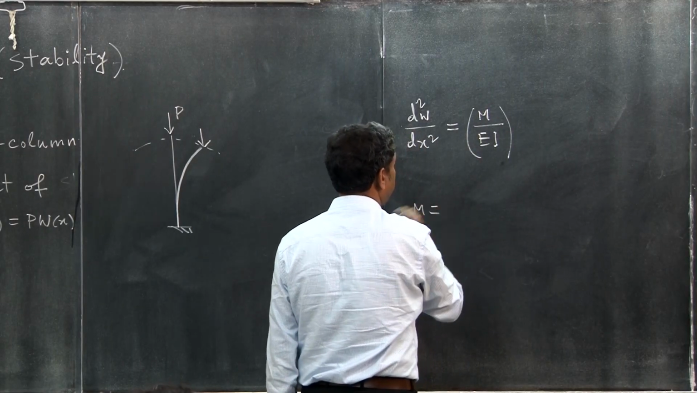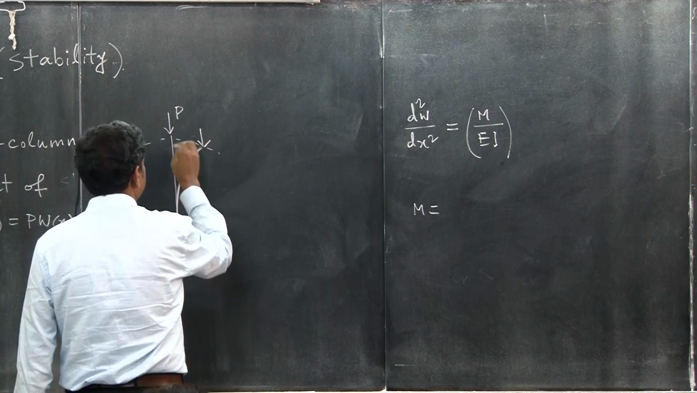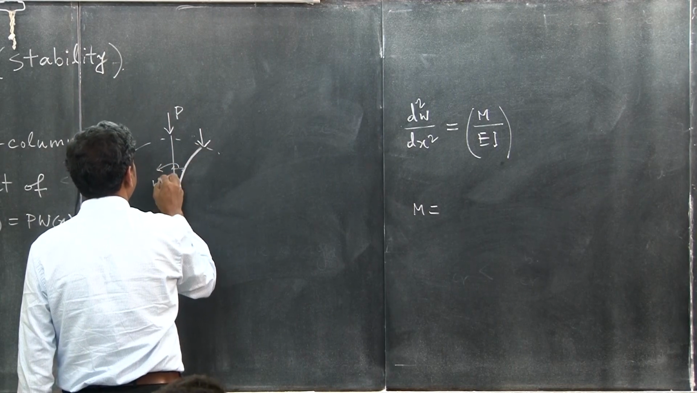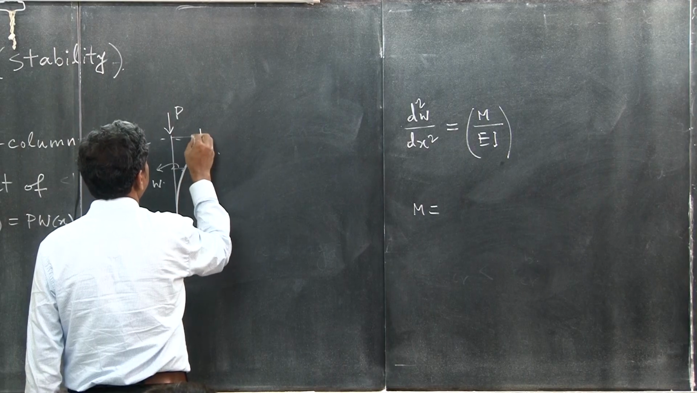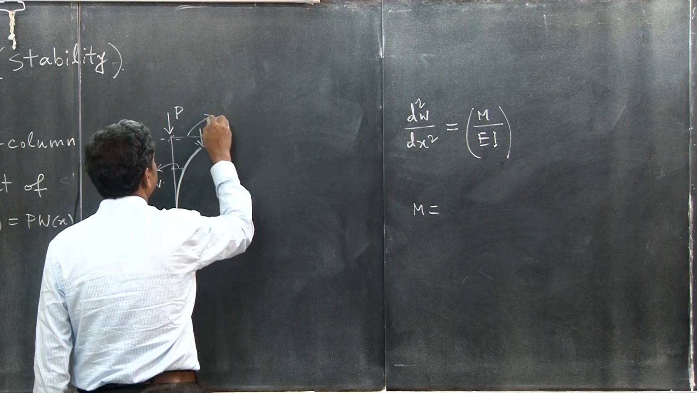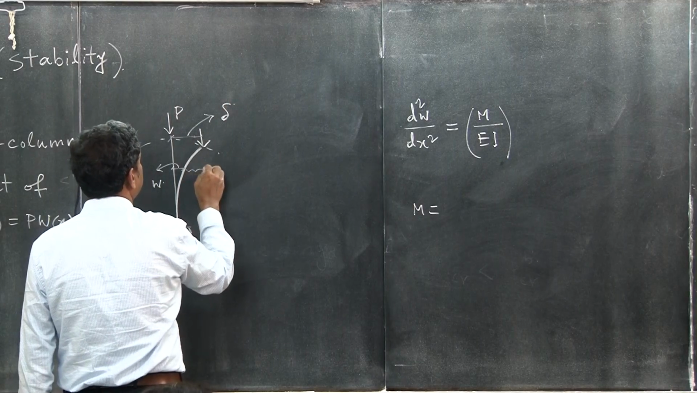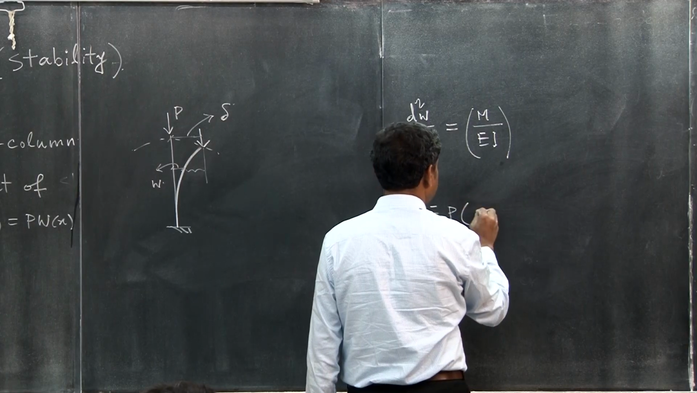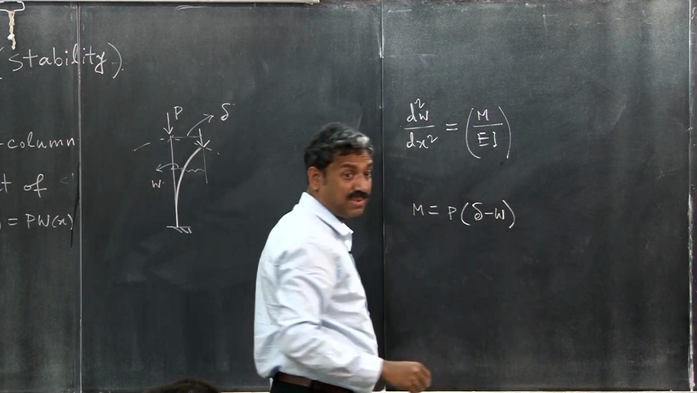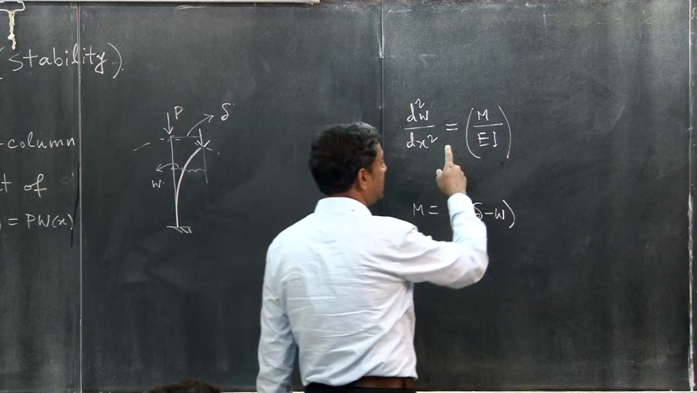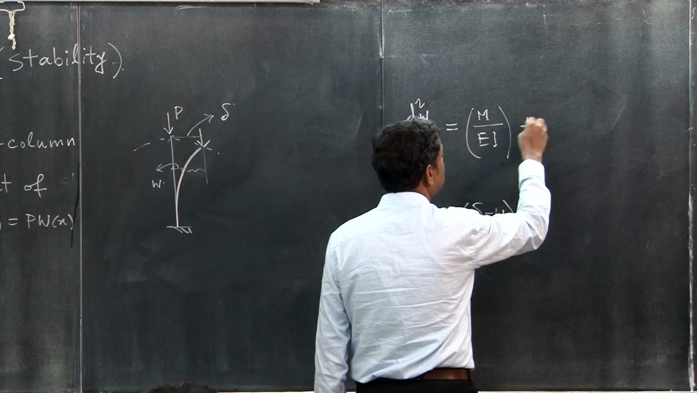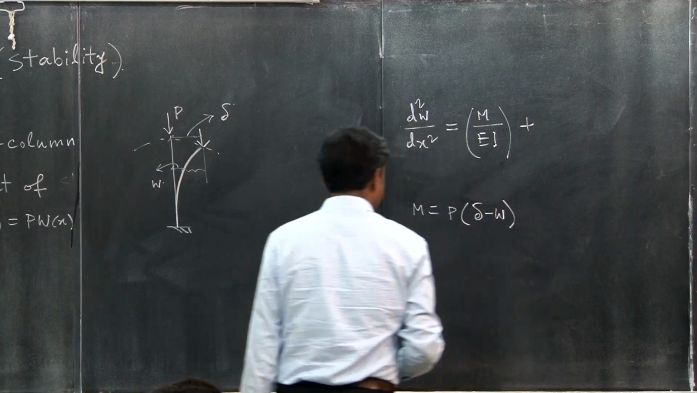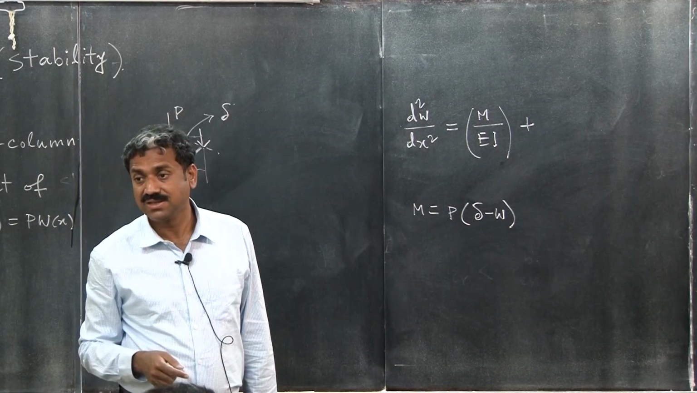What will the bending moment be here? If this deflection is w, and assume that from here this distance is delta, then the bending moment is nothing but P times (delta minus w). This is the bending moment, but in addition to that, because of the shear, there will be additional curvature.